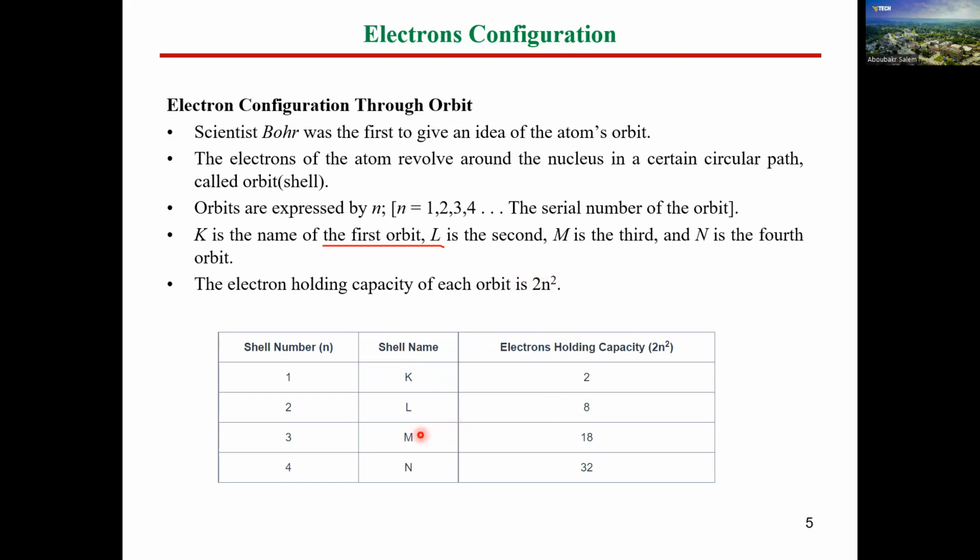By the same way, M orbit has number 3, so 3 to power 2 is 9. 9 times 2 is 18, so orbit M can carry 18 electrons, and finally orbit N, or number 4, can carry up to 32. If you have other elements with higher values of electrons or atomic numbers, you can make 5, 6, 7, and so on. Okay, so this is the theory of Bohr, how the electrons can be distributed around the nucleus in the atom.